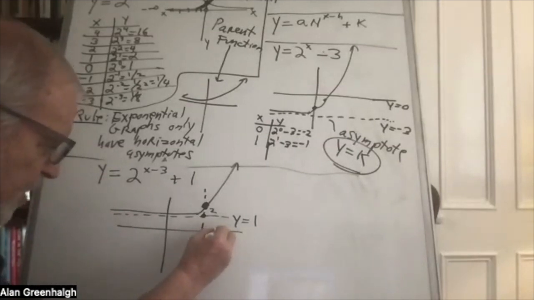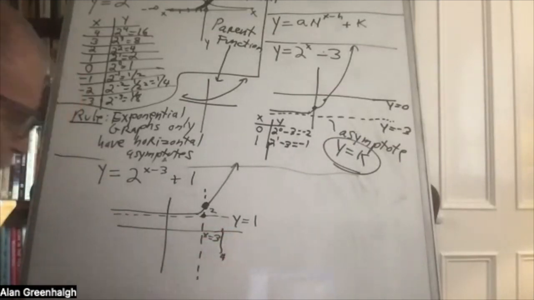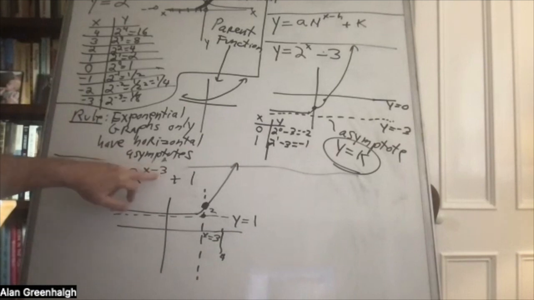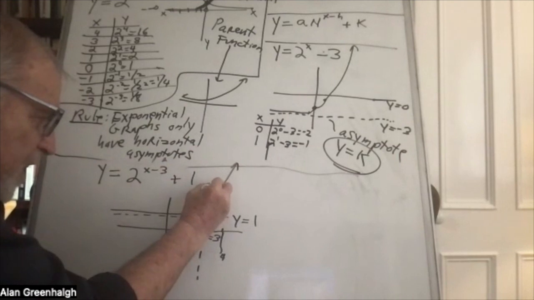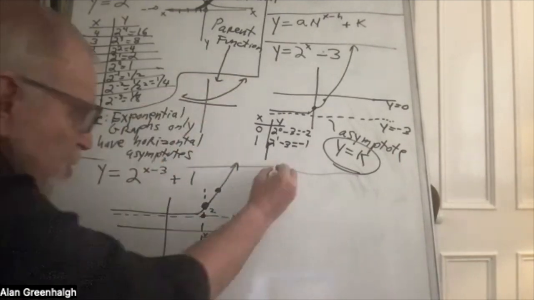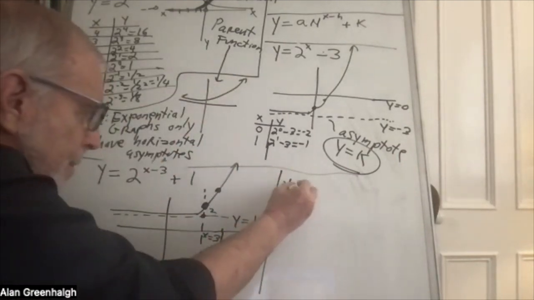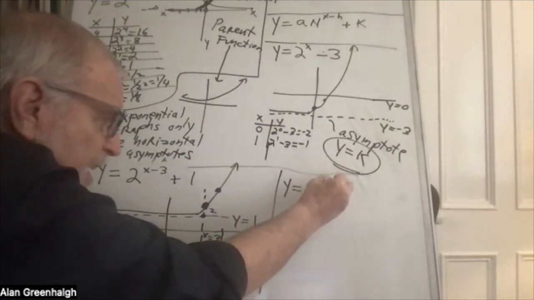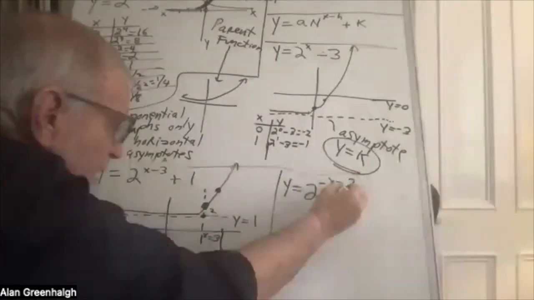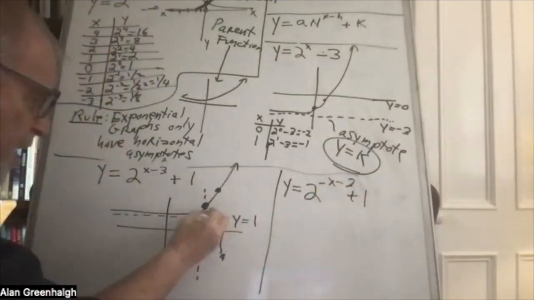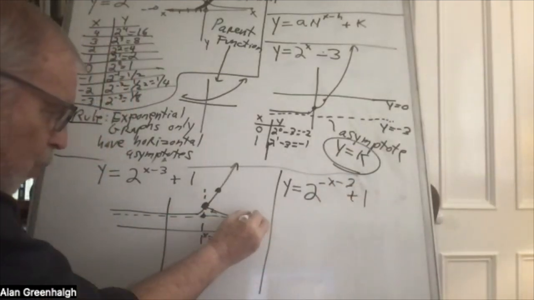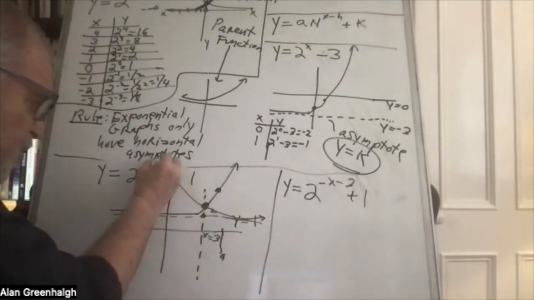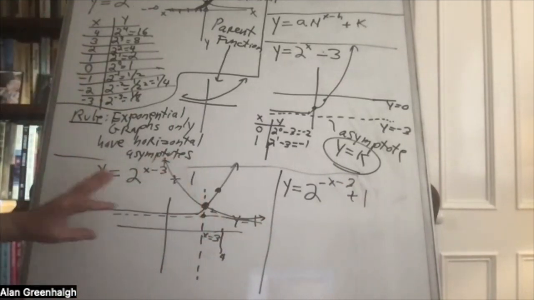When x is equal to 4, 2 to the 4 minus 3, 2 to the 1 is 2, plus 1 is 3. So that'll be over there, and it'll just shoot up like that. To do a graph like negative x minus 3 plus 1, one would think it's going to be a reflection. So everything that's true for a regular graph is true for this one as well.